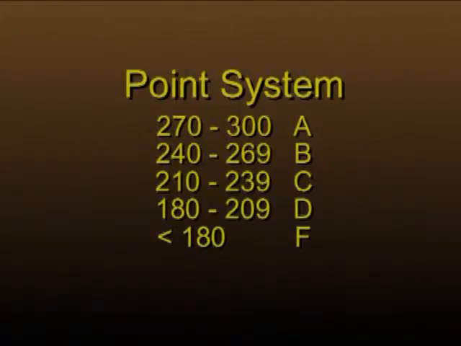Let's take a look at how the points earned relate to the final grade for the course. Your final grade will be issued as a letter grade with no pluses or minuses. Points from 270 to 300 will be an A, 240 to 269 will be a B, 210 to 239 will be a C, 180 to 209 will be a D, and less than 180 points will be a fail.